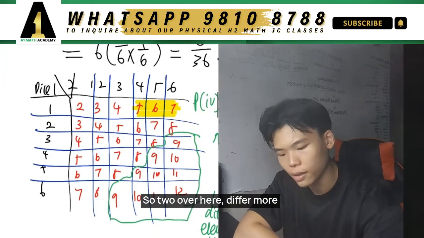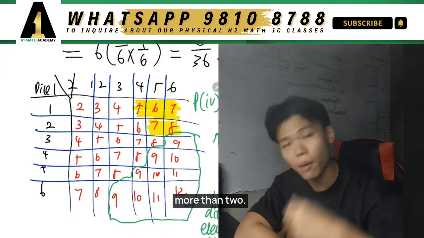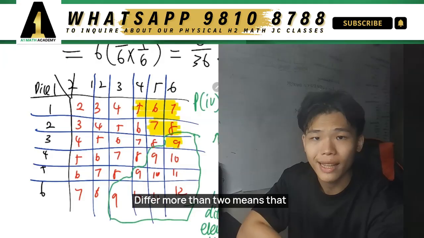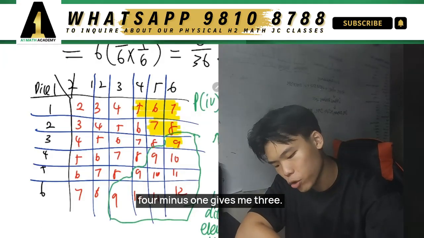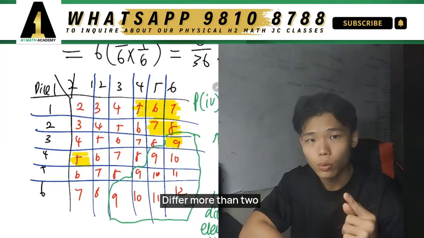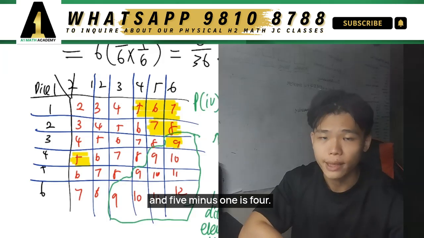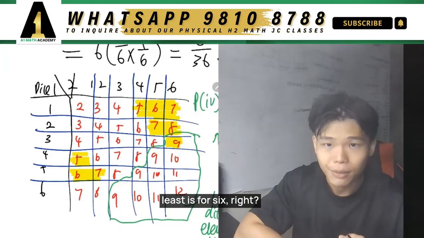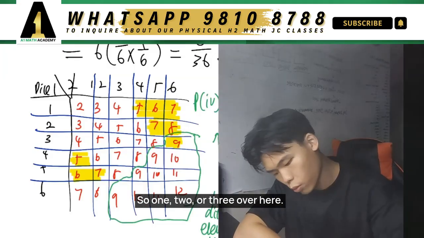So for 2 over here, differing by more than 2 means that it's 5 or 6 over here, right? Now for 3, differing by more than 2, it's got to be over here. Now back to 4, differing by more than 2 means that it has to be 1 only, because 4 minus 1 gives me 3. And then for 5 on die 1, differing by more than 2 means that it will either be 1 or 2, because 5 minus 2 is 3 and 5 minus 1 is 4. So it could be either of these two. And the last one is for 6. Differing by more than 2 means that the second dice could be 1, 2, or 3.